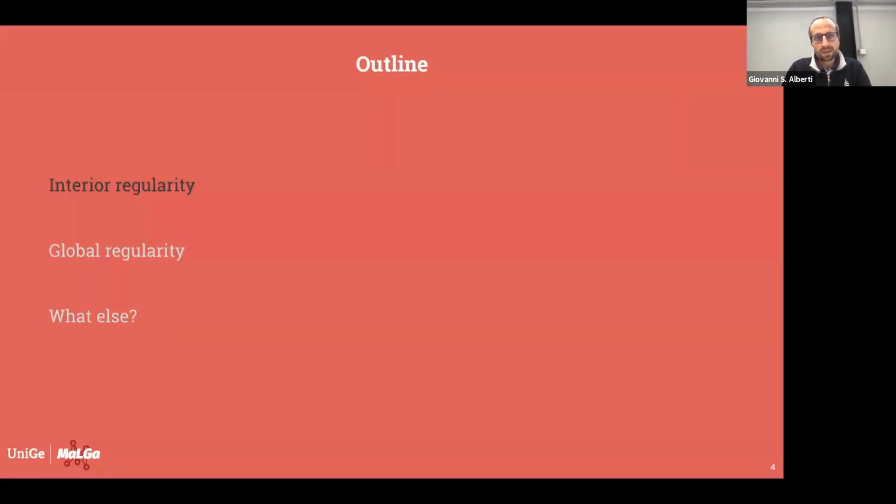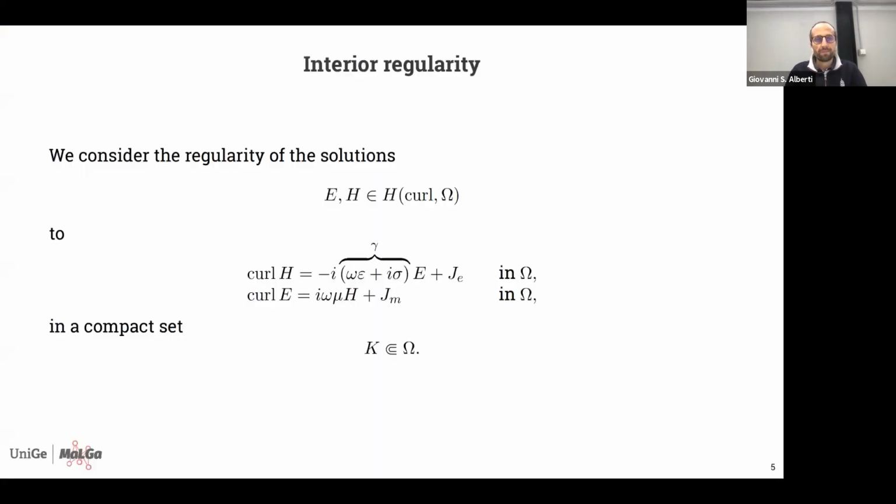Right, the outline of the talk is as follows. We start from interior regularity, so we stay away from the boundary to avoid boundary effects. Then the second part is on global regularity, so how to deal with the presence of the boundary. And at the end, I will spend one slide to discuss what doesn't fit in what I discussed before. So let's start from interior regularity.